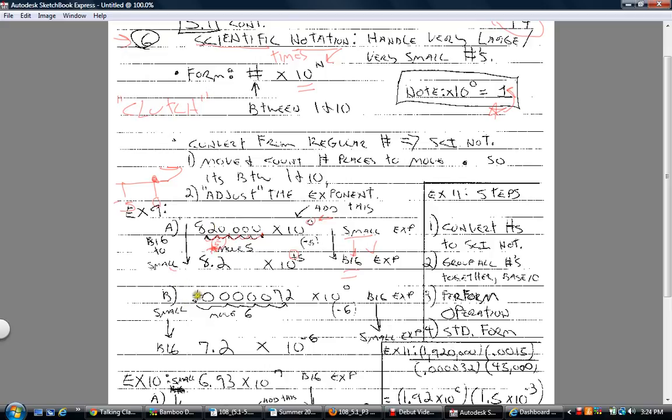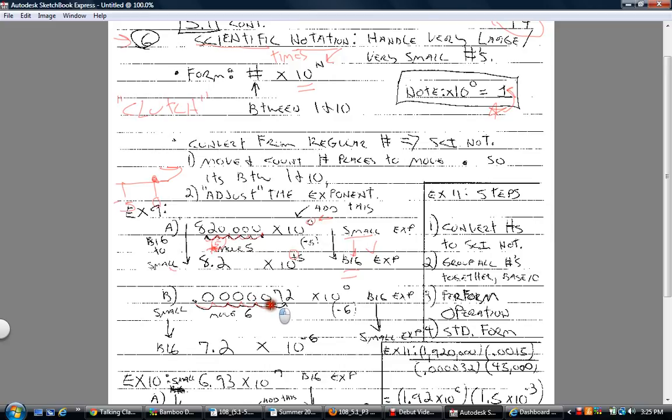Now look at example B. This is a very small number. Now watch the patterns here. Again, everybody's comfortable. You know you need to move the decimal so the new number is between 1 and 10. So let's start counting. 1, 2, 3, 4, 5.